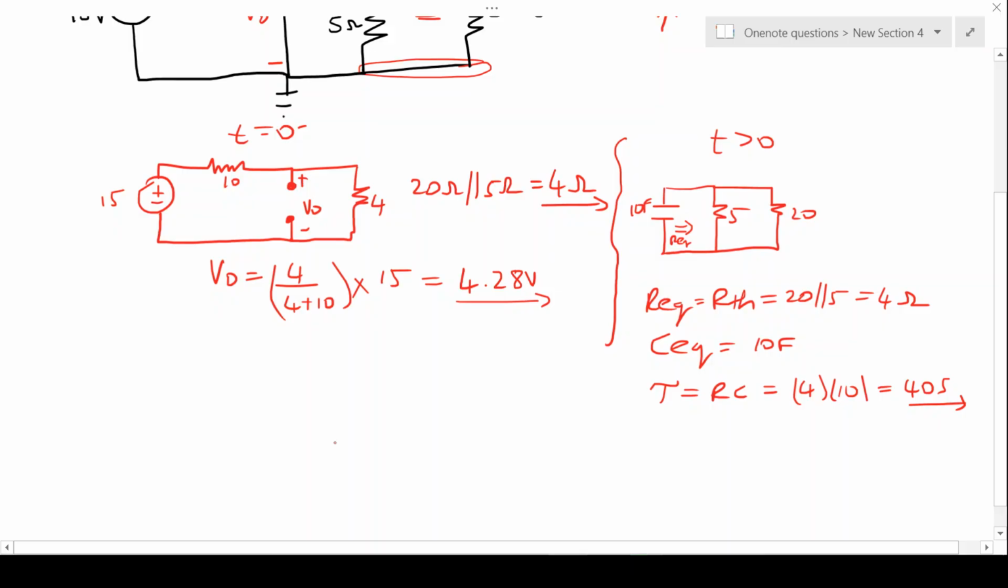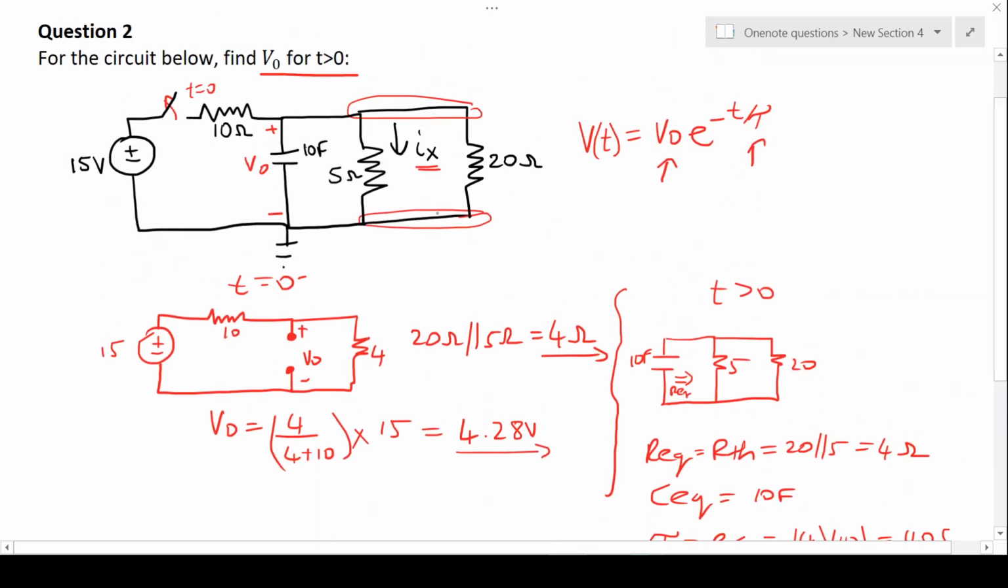And then finally we can say the voltage V(t) is going to give you V0 e to the negative t over tau, which gives you 4.28 e to the negative t over 40, and that will all be given in volts. This is the output that we're looking at over the capacitor.